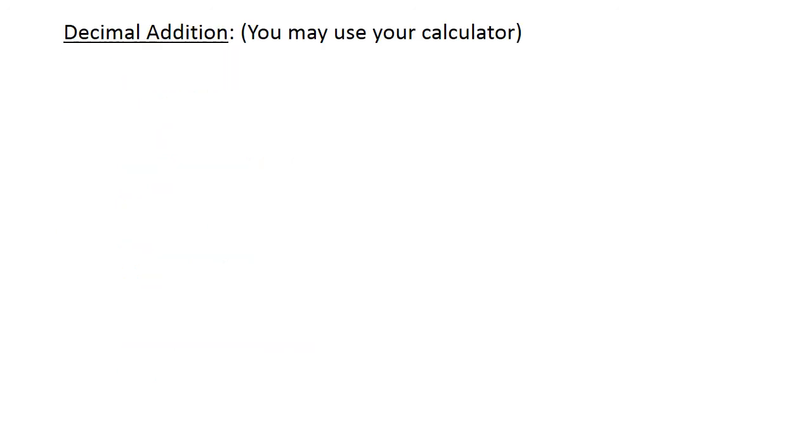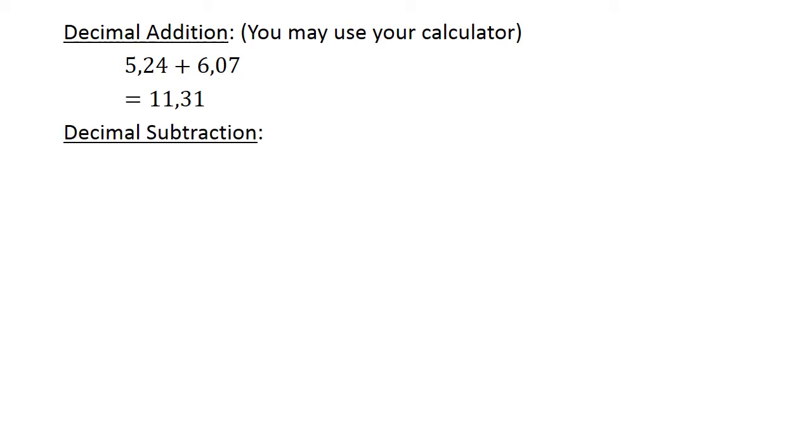Decimal addition. You use your calculator to check all answers. 5.24 plus 6.07 equals 11.31. Decimal subtraction. 27.63 minus 15.16 equals 12.47.